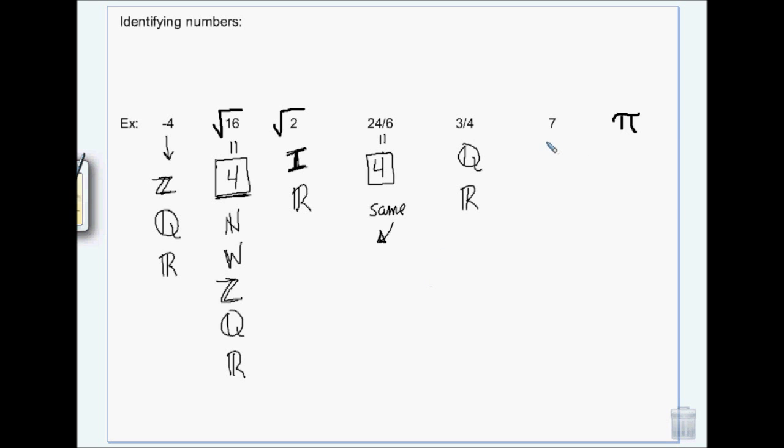Seven. Well, it's a natural number because we can count to it, and it's a whole number, and it's an integer, and it's rational, and it's real. Okay. Pi. Irrational. And then on your paper, you guys have 3.75, which is a decimal, which makes it rational. So it'll be rational and real. So you're going to get a Q and an R.